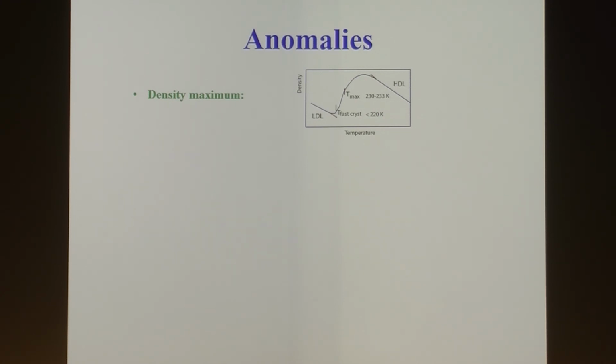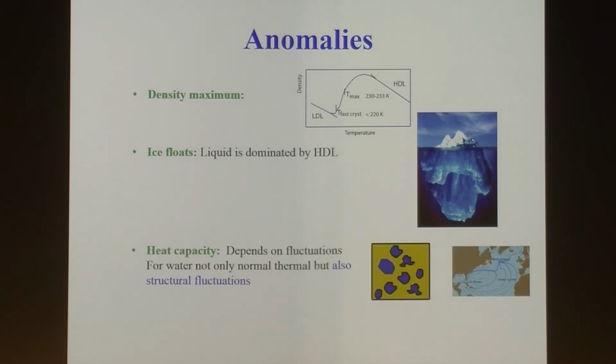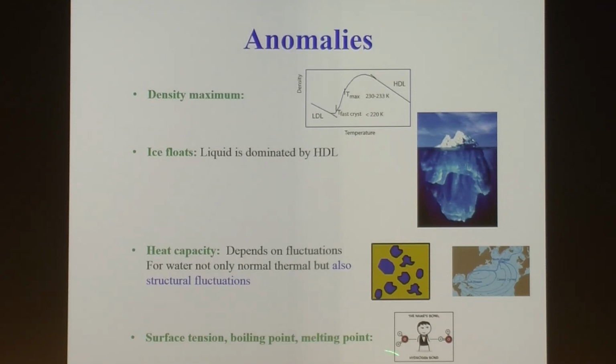So the density maximum: if you think in terms of two simple liquids, a high density form and a low density form, which both increase their density as you cool them, but you have a transition from one to the other in some region, then you increase the density, you start to pick up the low density component, and you switch over, and then you decrease the density as it becomes more and more of the low density. Ice floats: the liquid is dominated by the high density, while the ice is more like the low density. The heat capacity depends on fluctuations. For water, we don't just have the normal thermal fluctuations, but we also have structural fluctuations that give increased entropy. And the surface tension, boiling point, melting point, or hydrogen bonding.